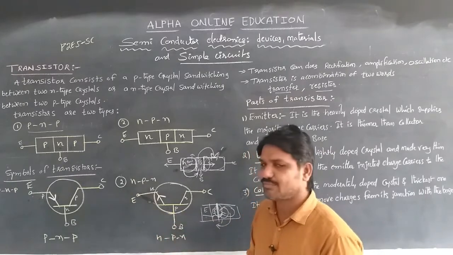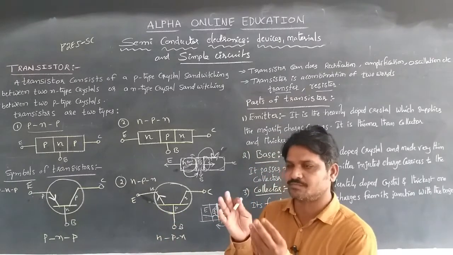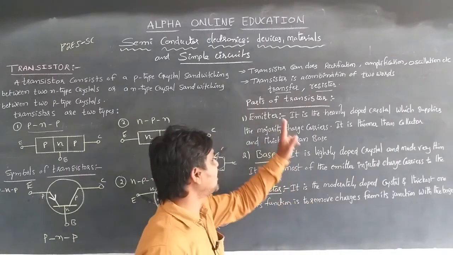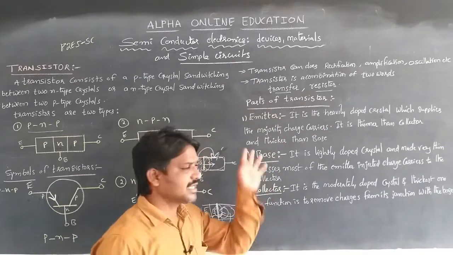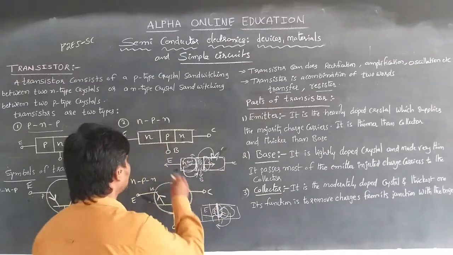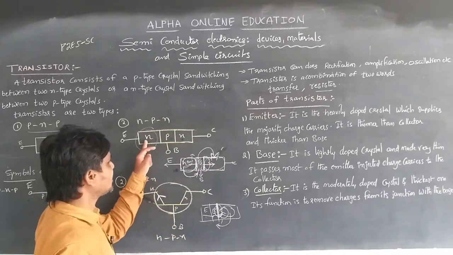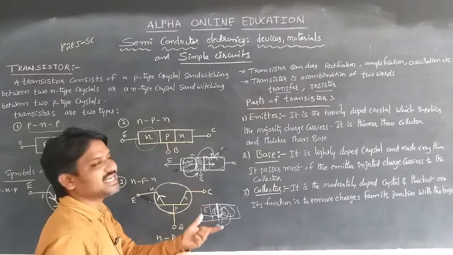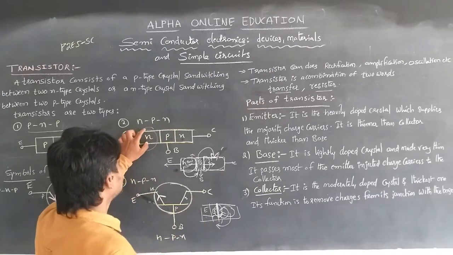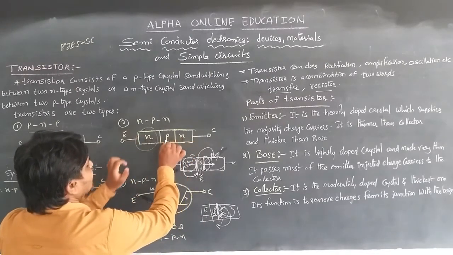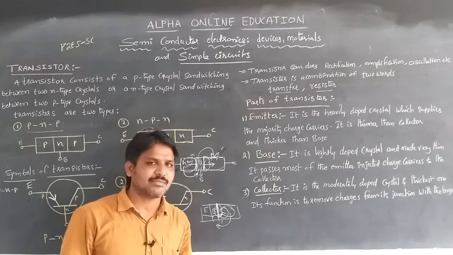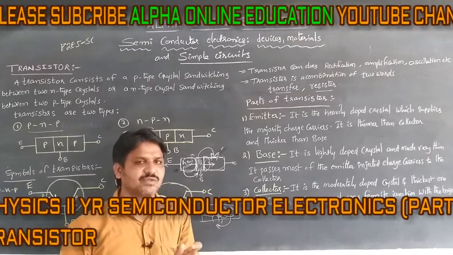These are the PNP and NPN transistor symbols. The transistor consists of three parts: the emitter, base and collector. The emitter is a heavily doped crystal, and it emits the majority charge carriers, injecting or supplying them into the circuit. It is thinner than the collector and thicker than the base. But for our convenience, we will draw the collector and emitter the same size, and the base in a small size.